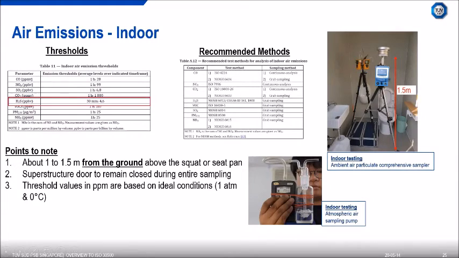As you can see here on the photo on the right, the required testing or sampling is as shown. It should be at least 1.5 meters above the ground, 1 to 1.5 meters, and above the squat or the seat pan. The superstructure door should be closed to keep cross-contamination with the air outside as minimal as possible. Usually for laboratories in ppm or ppb values, the thresholds are based on ideal conditions. So if you want to convert it back to mass per volume, it would be based on these conditions.